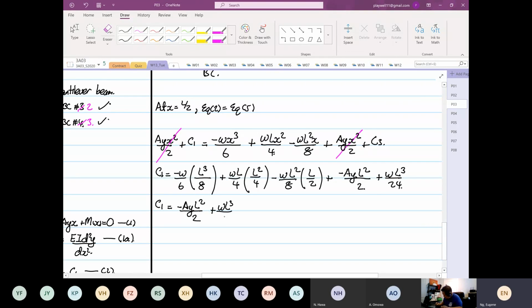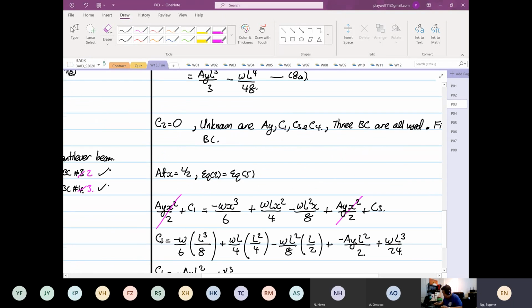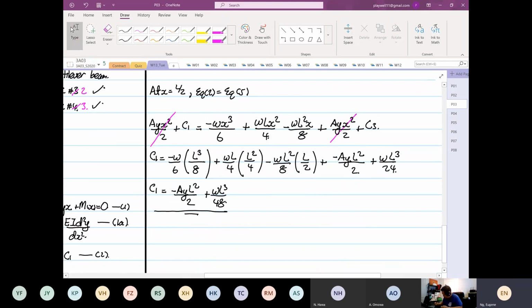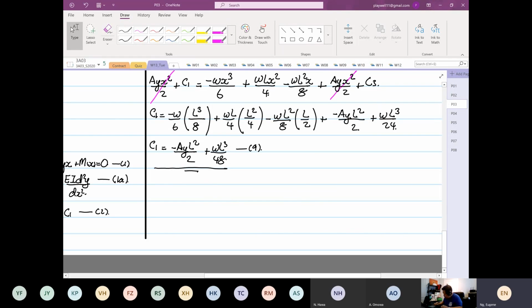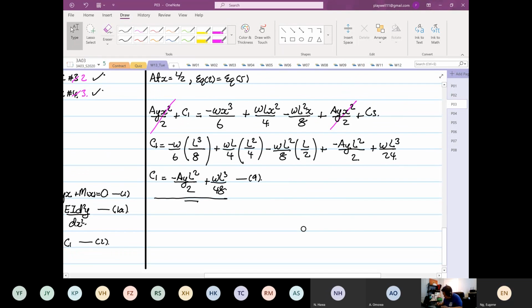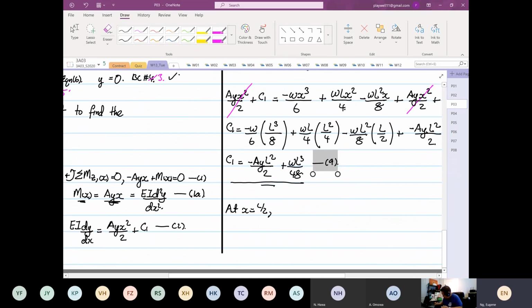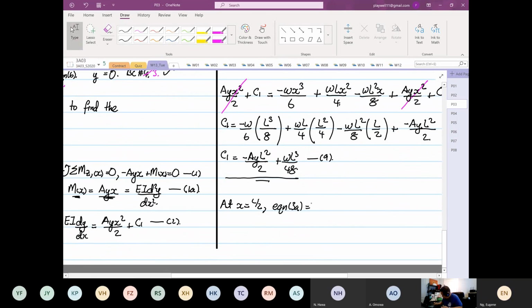over 48. Okay, so this is your C1 expression, and this is your equation number 9. And then at x is equal to L over 2, we have equation number what? What do we say? Equation number 3a will be equal to equation number 6.